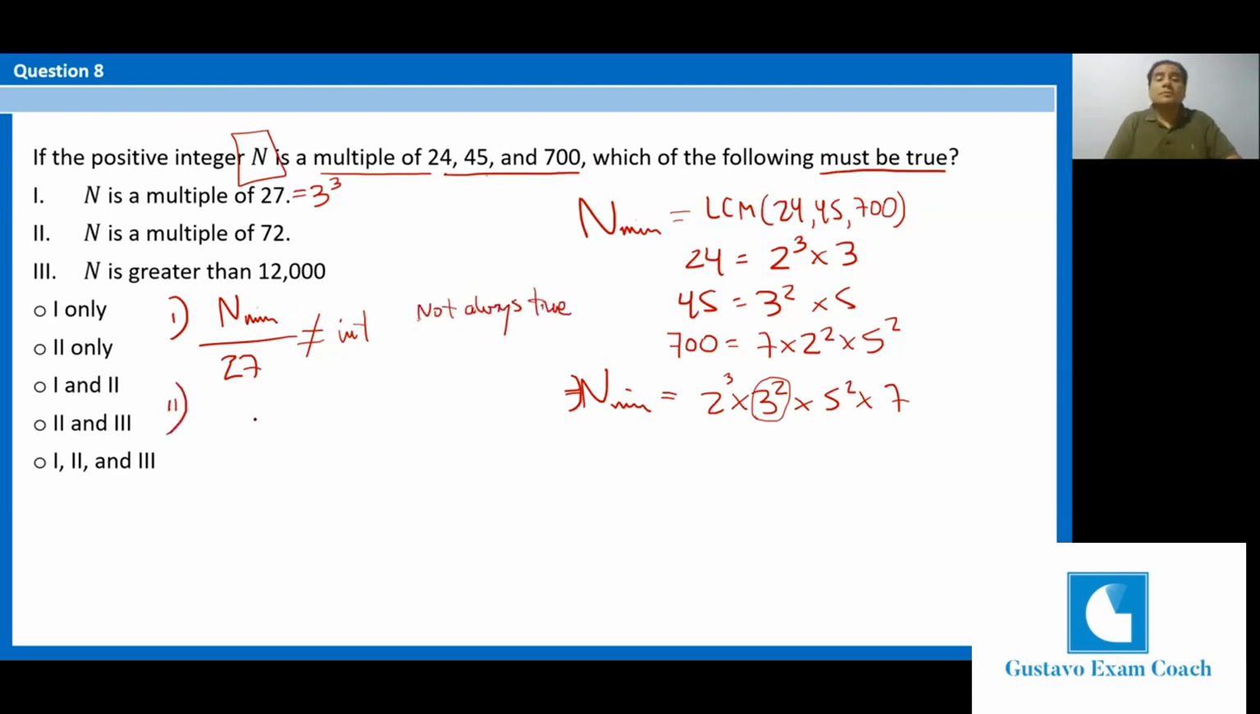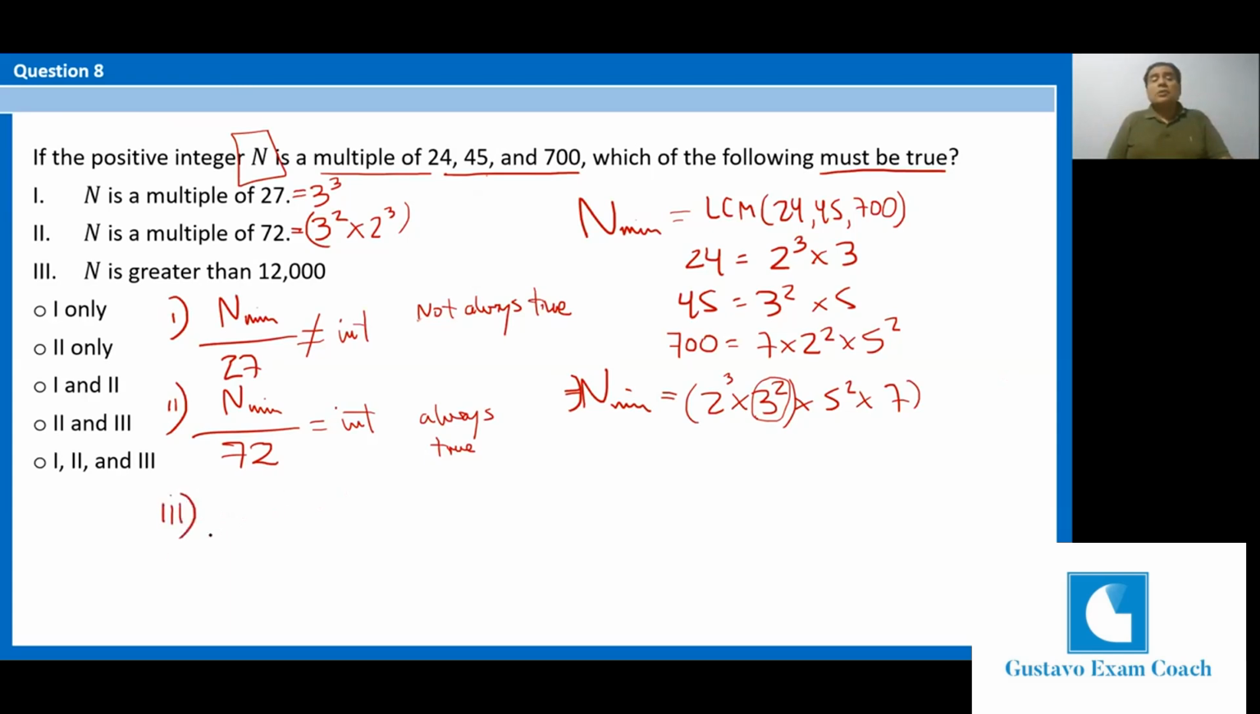What about statement 2? N is a multiple of 72. Let's try the division. 72 is 3 squared times 2 cubed. This number here, you can see is contained here. So when you try this division, the result is an integer. That means this will always be true. For greater values of n, this minimum value multiplied by some other integer, you will always have divisibility by 72.